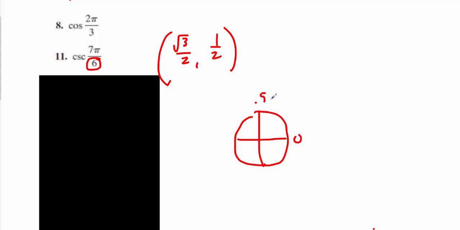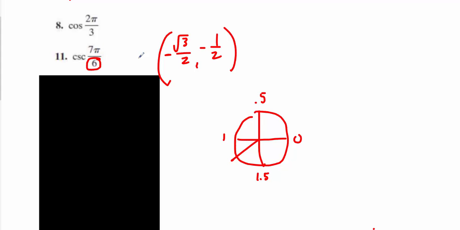Here's 0. We know this is a half. I know this is 1. I know this is 1.5, right? So 7 over 6, bigger than 1, but not bigger than 1.5, so it's in quadrant 3. In quadrant 3, both x and y are negative.